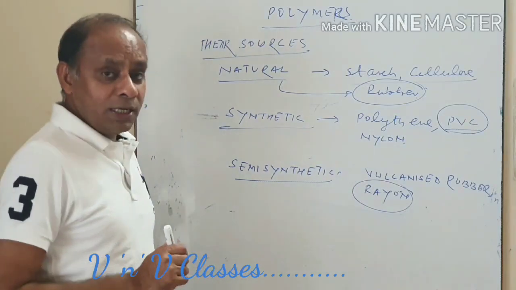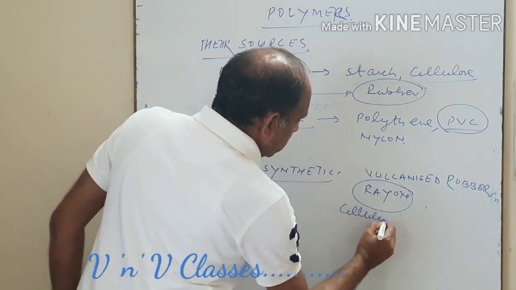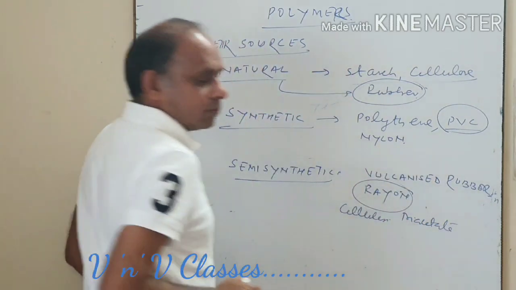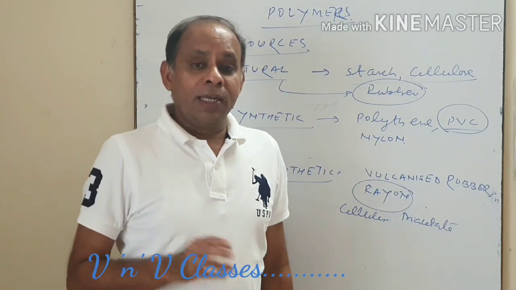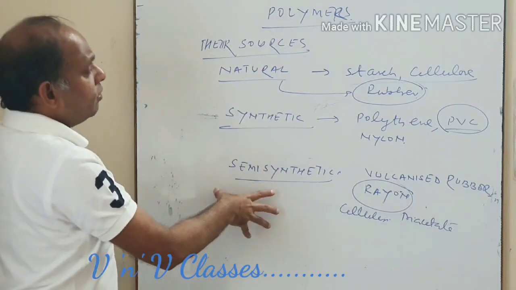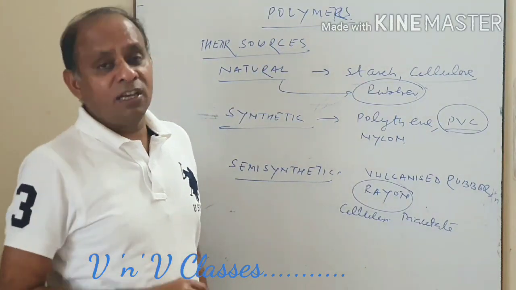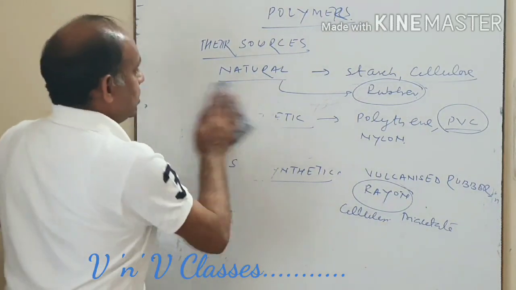Do you know its chemical name? Its chemical name is cellulose diacetate. Cellulose trinitrate is also very good to use, and here it is being used as explosives. So this is how they have been classified on the basis of their sources. I told you on different bases they have been classified. Here they have been classified on the basis of their sources.